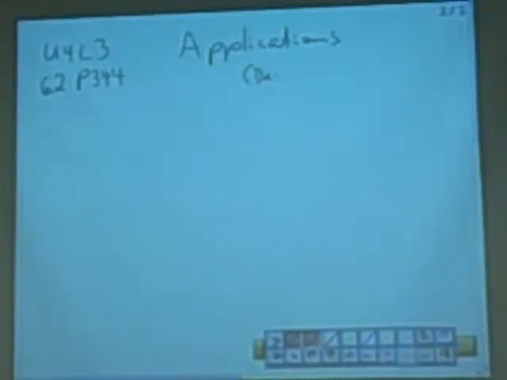This is unit 4, lesson 3, section 6.2, page 344, and we're looking at applications. And that's with decimals. They don't have it in the study guide, but that's what it is. Okay? All right.